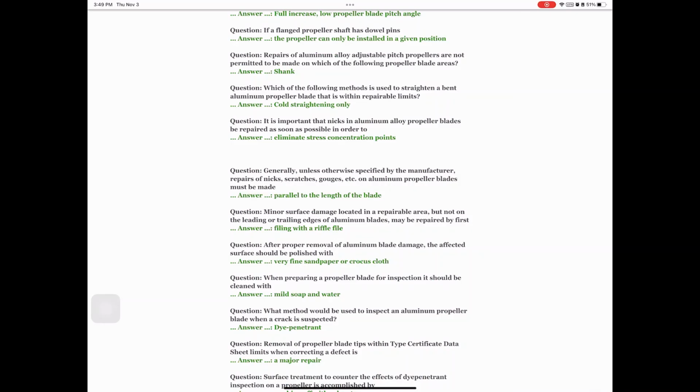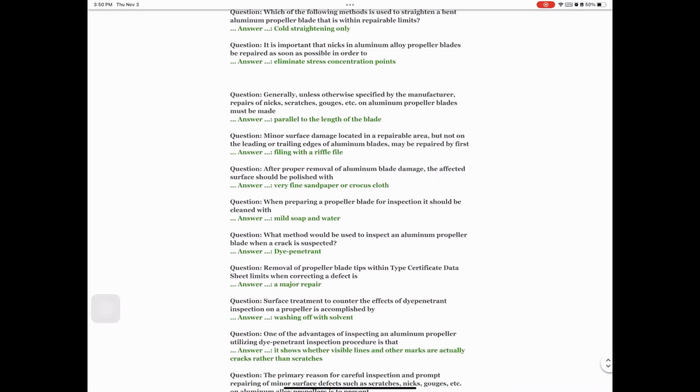Question. When preparing a propeller blade for inspection it should be cleaned with? Answer. Mild soap and water. Question. What method would be used to inspect an aluminum propeller blade when a crack is suspected? Answer. Dye penetrant. Question. Removal of propeller blade tips within type certificate data sheet limits when correcting a defect is? Answer. A major repair.